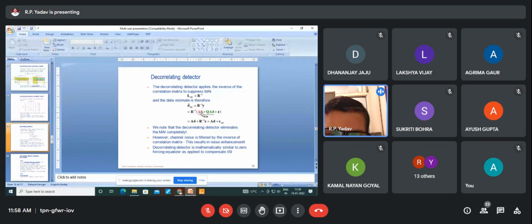As I said when we were studying detection, the matched filter and the decorrelator are the correlative receivers. These are the only two categories of receivers used for recovering the transmitted digital bits. The decorrelating detector eliminates the MAI completely. However, channel noise is filtered by the inverse of the correlation matrix. This results in noise enhancement. Now try to understand what happens to the noise.